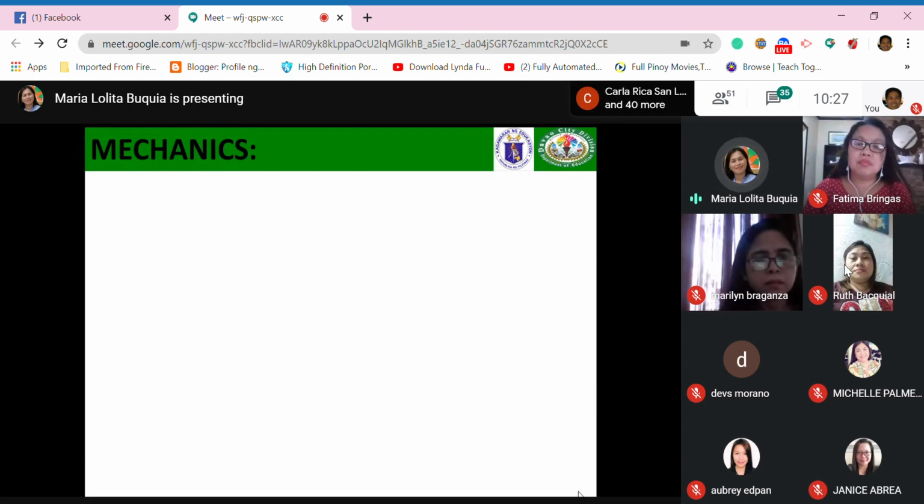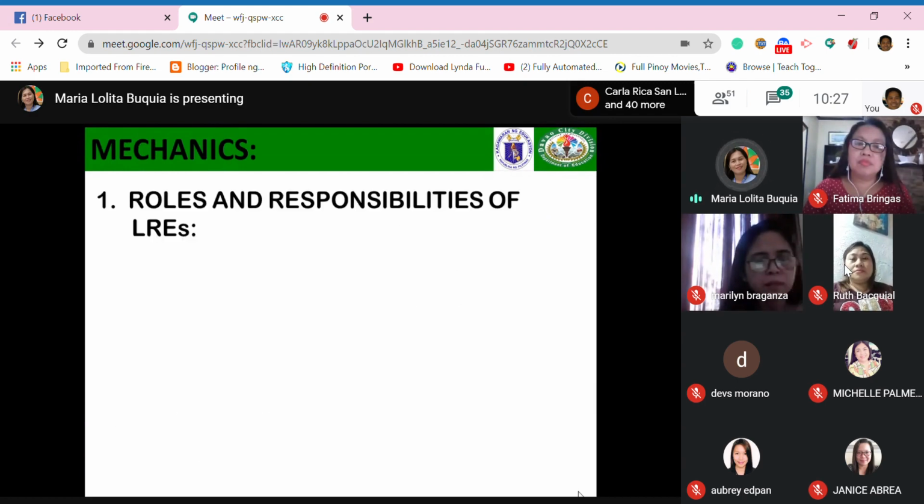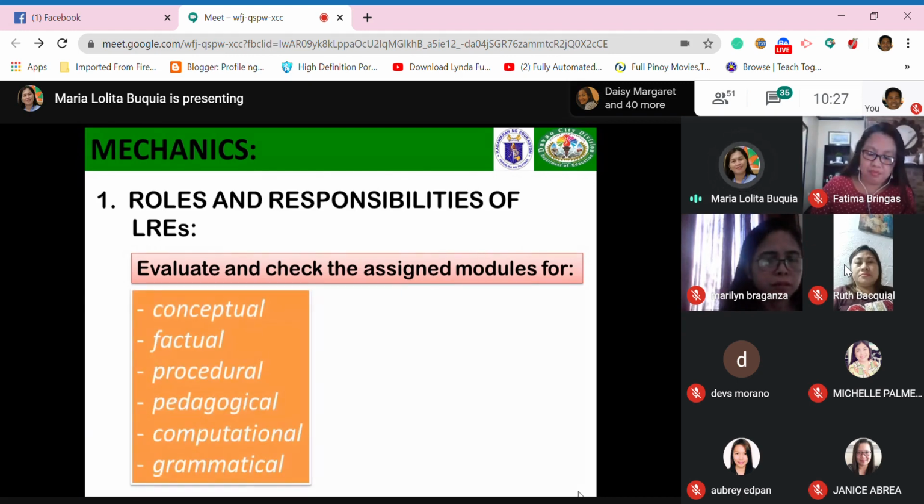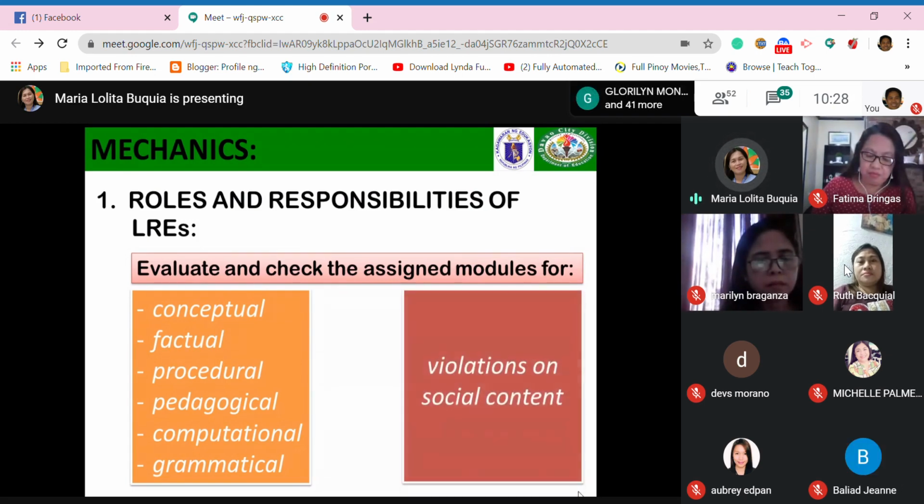So the guidelines set the roles and responsibilities of the LREs. Basically, they are responsible in evaluating and checking the assigned modules. And what are to be checked by our evaluators? They will check for errors on concept or conceptual errors, factual, procedural, pedagogical, computational, if there is any, and grammatical errors.